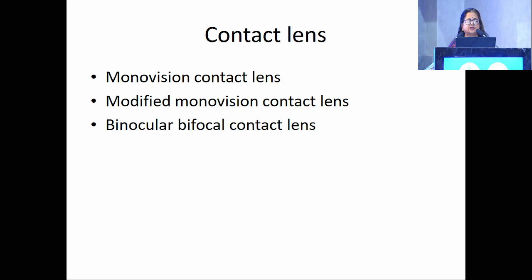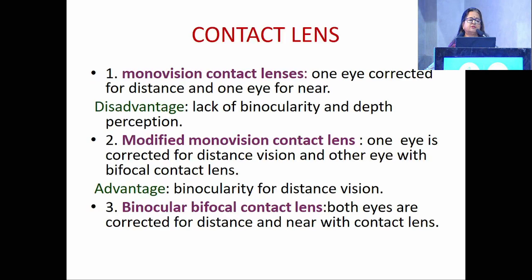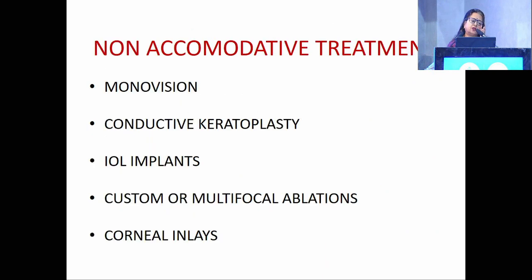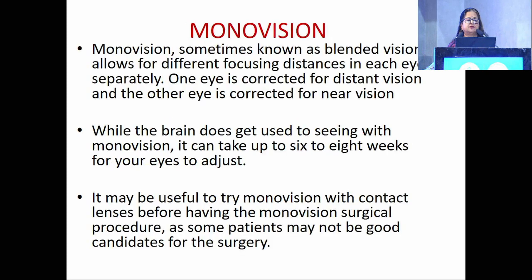Monovision contact lens can be a good option. Modified monovision contact lens, bifocal contact lens can be given. In monovision, one eye is corrected for distance and the other eye for near. The disadvantage is the lack of binocularity and depth perception. In modified monovision, one eye is corrected for distant vision and the other eye with a bifocal contact lens. Advantages, binocularity for distant vision will be there. And for non-accommodative treatment, one of the monovision treatments can be done.